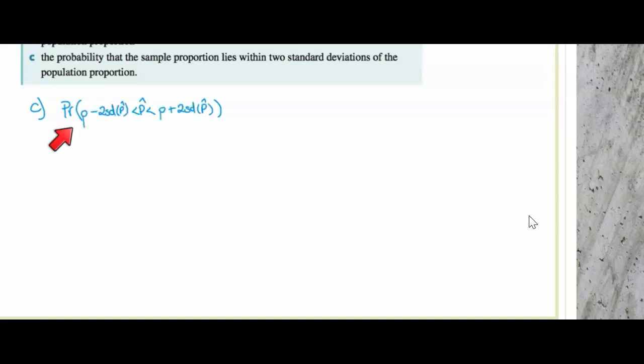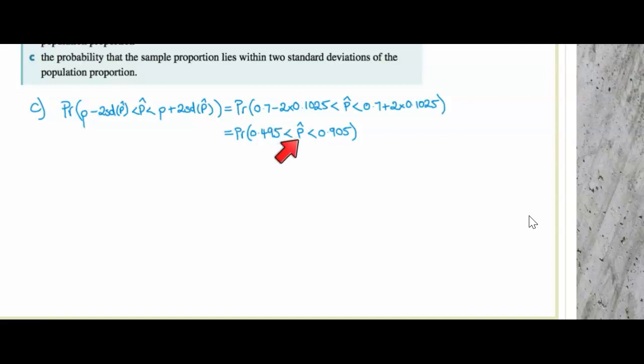Part C is very similar, but this time we're looking for the sample proportion to be within two standard deviations of the population proportion. So that is p minus 2 standard deviations and p plus 2 standard deviations. So we're looking at 70% minus 2 lots of 0.1025, and 70% plus 2 times 0.1025. In this case, what the question is really asking is, what is the probability that the proportion of students in our sample is greater than 49.5% but less than 90.5%.